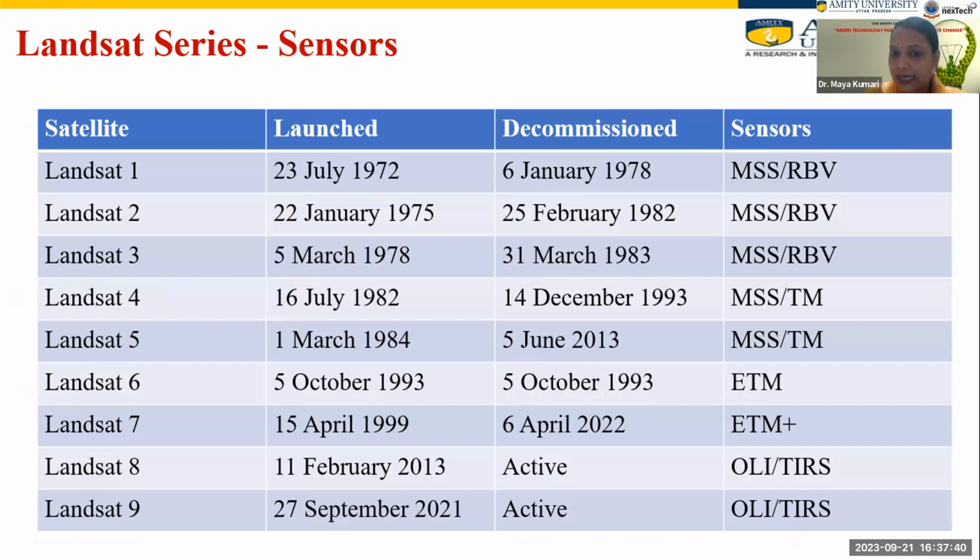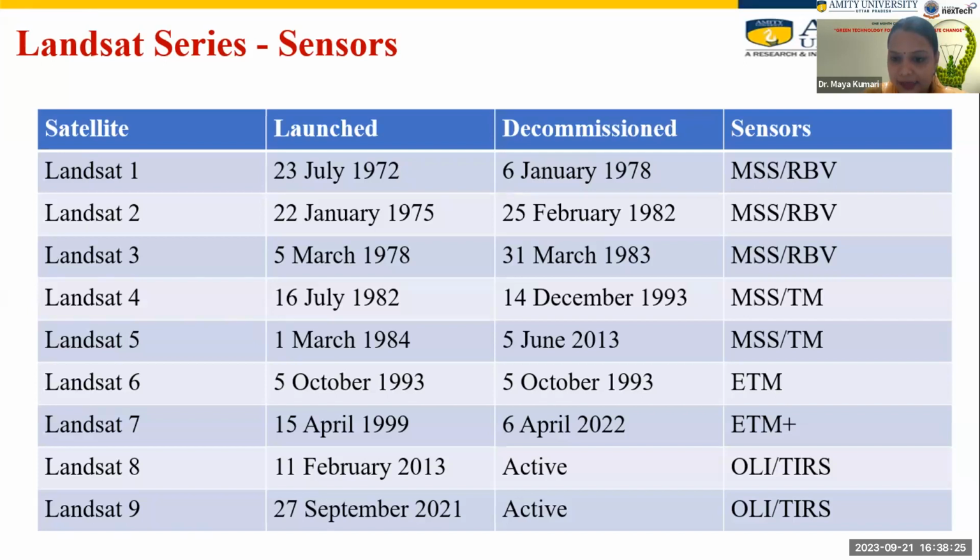As I have told you, it was the year 1972 when the first Landsat was launched, and the sensor with it was MSS. This Landsat 1 got decommissioned on 6th January 1978. Then Landsat 2 was there from 1975 to 82. Landsat 3 was there from 1978 to 83. Landsat 4 was there from 1980 to 1993. Landsat 5 was there from 1984 to 2013. Landsat 6, if you see, has the same launch and decommission dates because this was a failure mission. The satellite was not able to achieve its orbit.